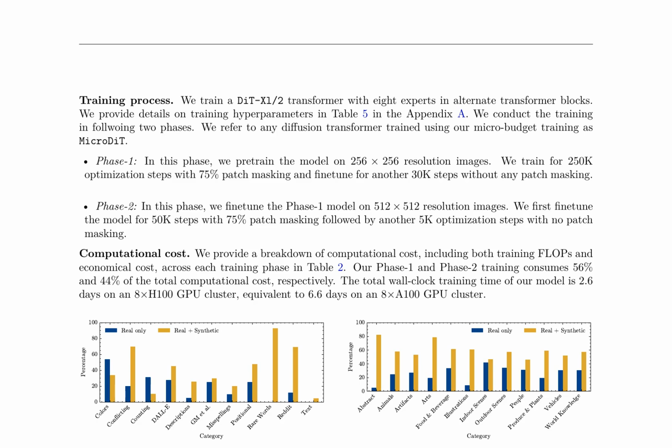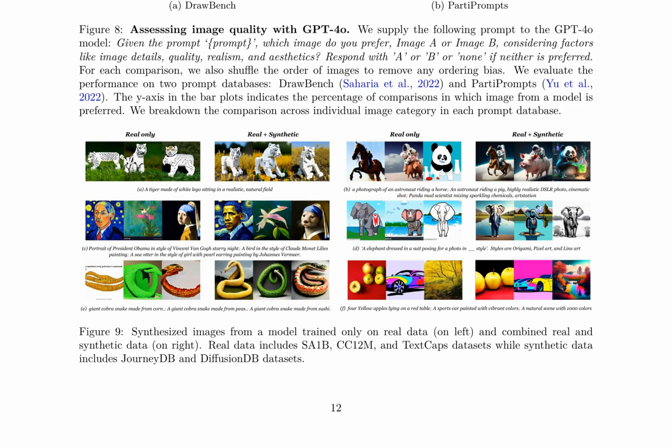followed by unmasked fine-tuning. The computational cost of this training process is broken down in Table 2, showing that the total wall clock training time amounts to 2.6 days on an 8xH100 GPU cluster. This micro-budget approach enables high-quality image generation capabilities, as demonstrated through comparisons with previous works across multiple quantitative metrics.